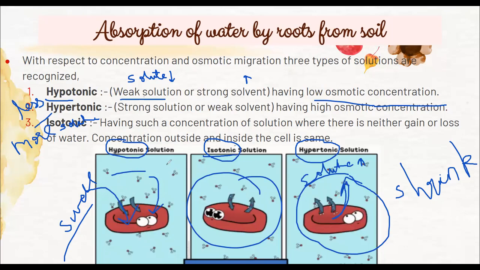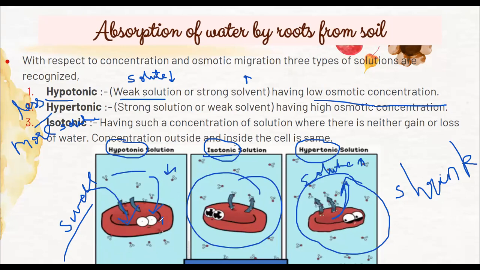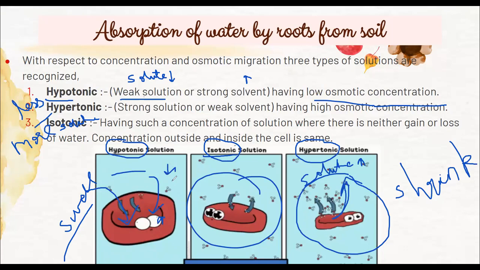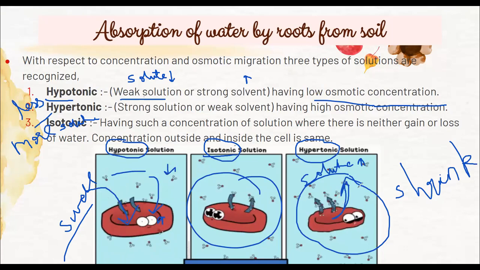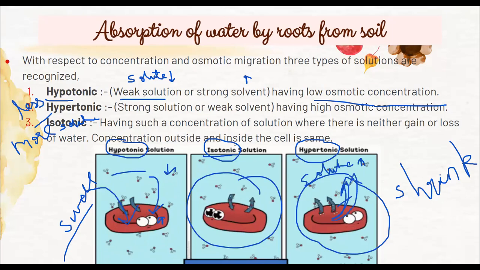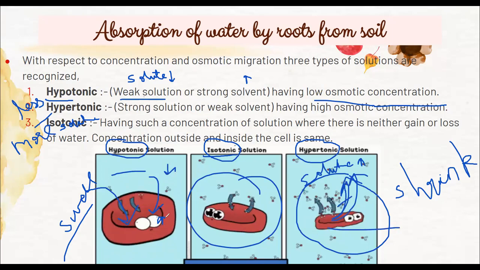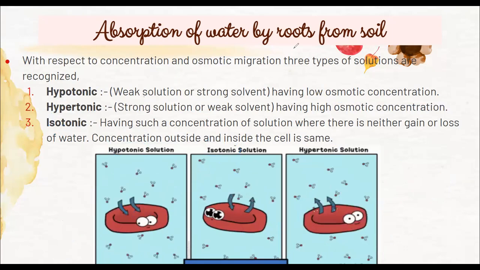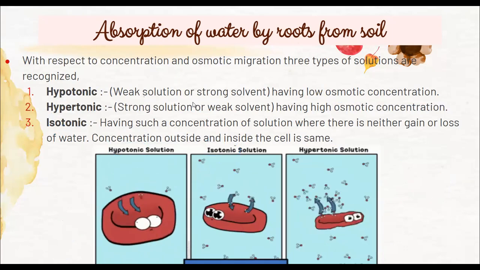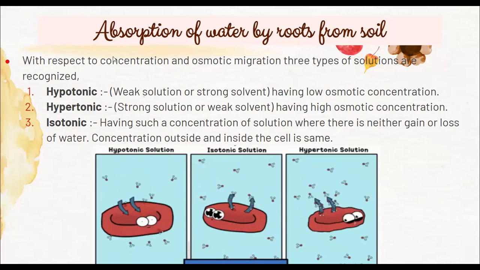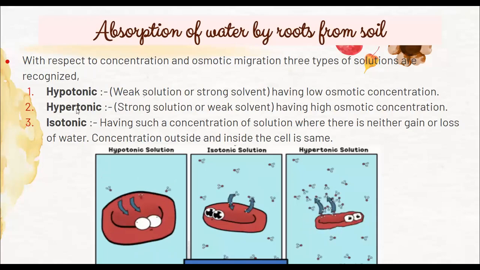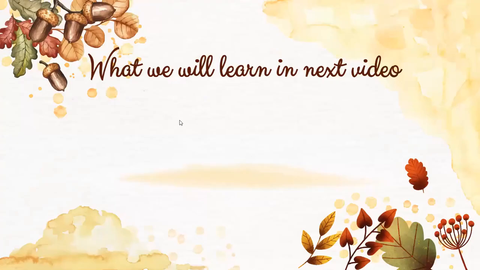Hypotonic: solute is less outside and solute is more inside. So water will move from outside of the cell to the inside. Okay, here water will move from inside the cell to the outside. In this case, the cell will shrink. In this case, the cell will swell up. Okay, so three different scenarios can be there with respect to the concentration and the osmotic migration. Okay, so hypotonic, hypertonic and isotonic.